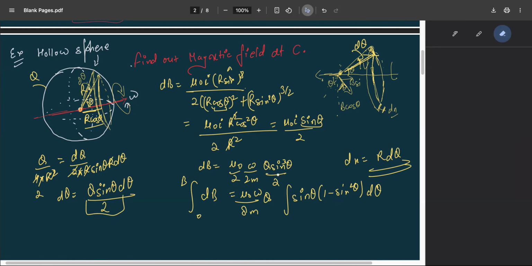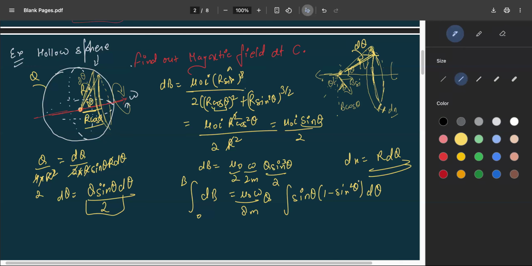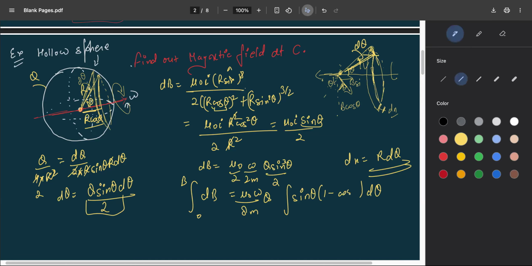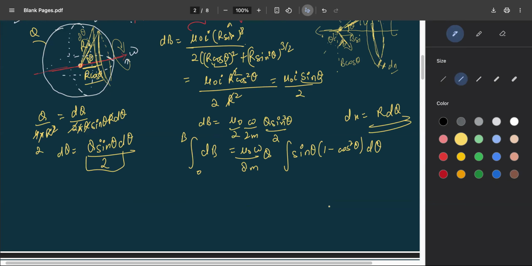So what you can do is split it into two: sine theta and sine square theta. Now write that sine square theta as one minus cos square theta. So it will come out like this. Now the rest part is integration. Can you do the integration of this part, or do I have to solve this?